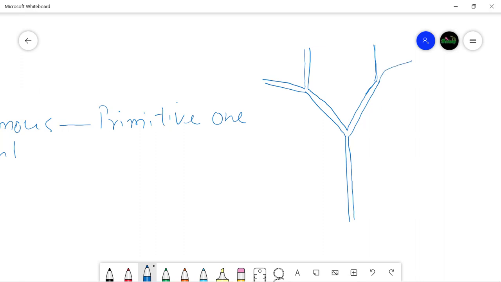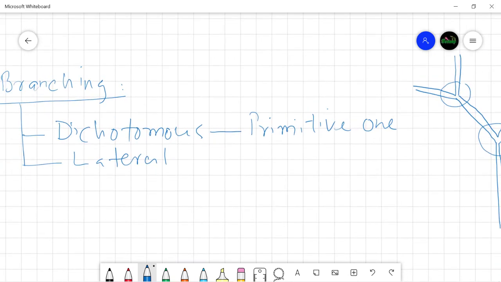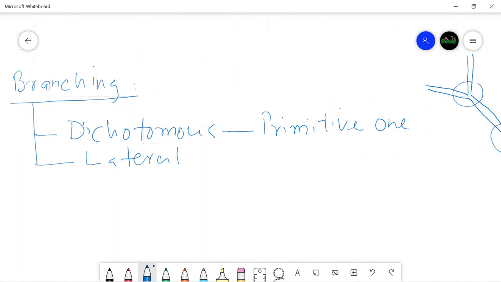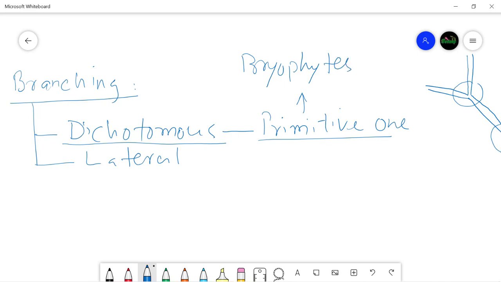So we have a situation somewhat like this. So this is dichotomous branching. The stem branches at its tip into two branches, and then those branches divide in the same manner, pair of branches, and the process is continued. This is known as dichotomous branching. It is a primitive one found in, for example, bryophytes and pteridophytes and algae and lower plants.